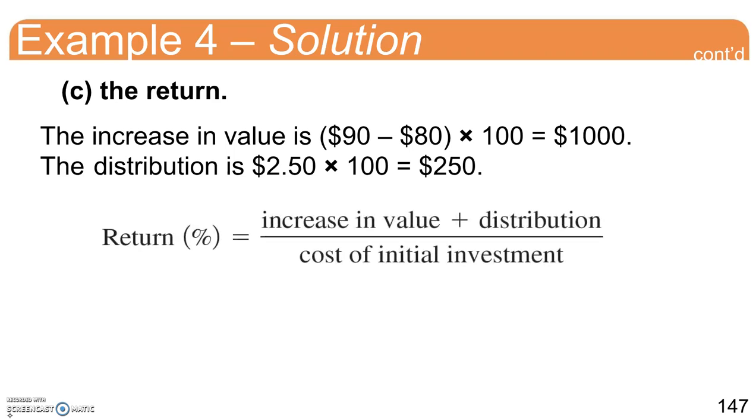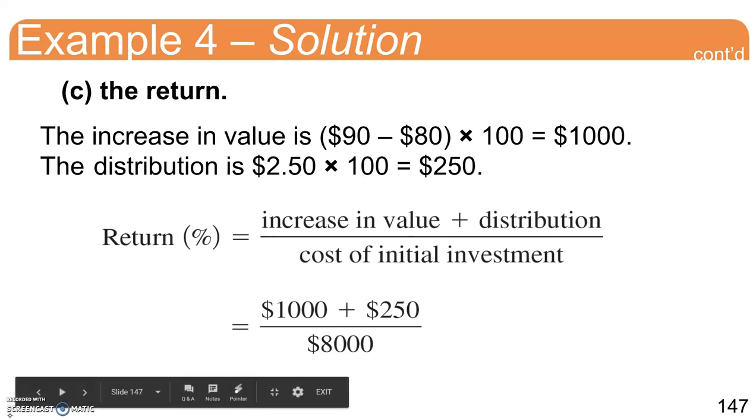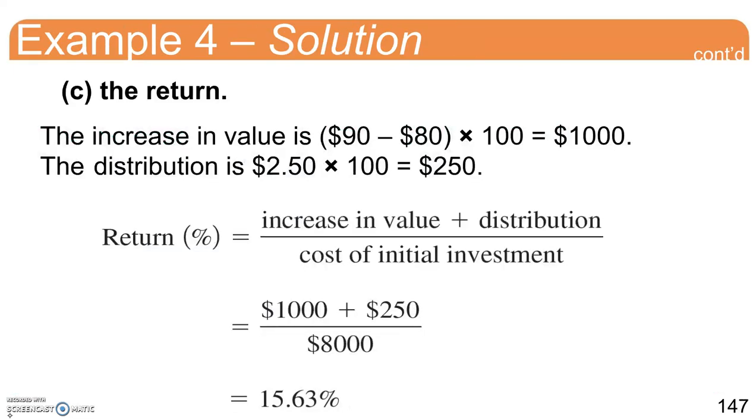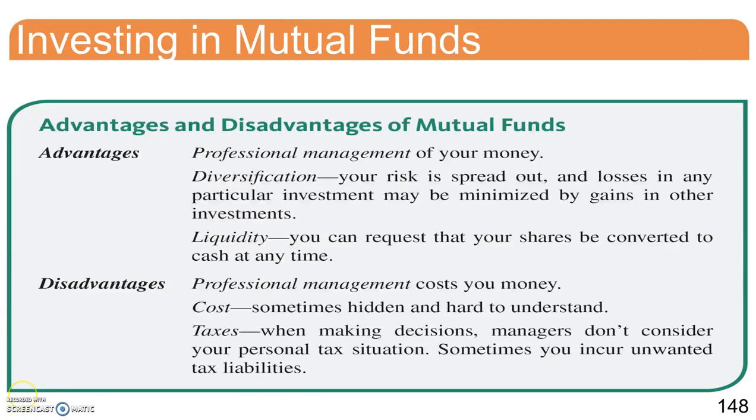So the return percentage is the increase in value plus the distribution. The increase in value was our $1,000 because it was an increase of $10 per share on our 100 shares. And our distribution was $2.50 times 100 shares, which is your $250. And we're going to divide that by the cost of the initial investment. So we initially invested $80 a share, and we had 100 shares to give us our initial investment cost of $8,000. So when we divide those numbers, we get 15.63%.